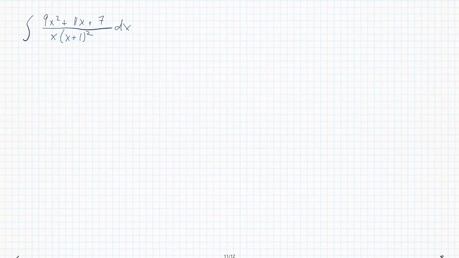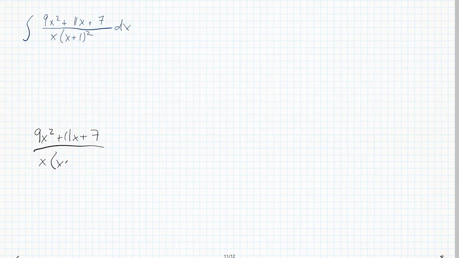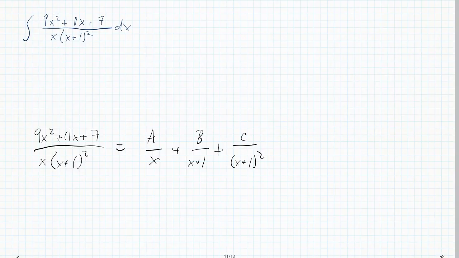Well, the partial fraction decomposition of stuff of this nature: you get (9x squared plus 11x plus 7) all over x times (x plus 1) squared. So what does this equal? One of the possibilities is A over x. Another possibility that most people jump to is B over (x plus 1) squared, but you've got to build up there. So it goes B over (x plus 1) plus C over (x plus 1), the quantity squared.